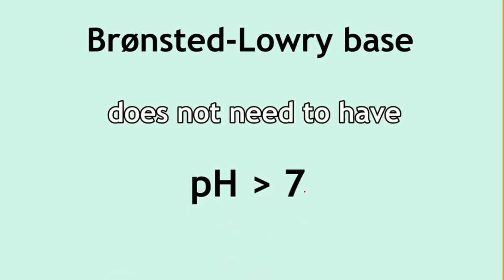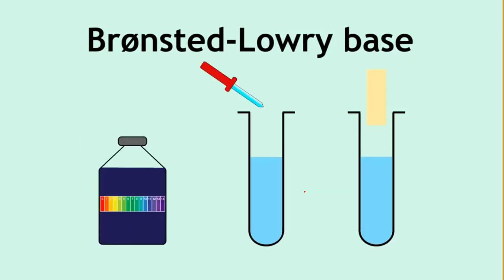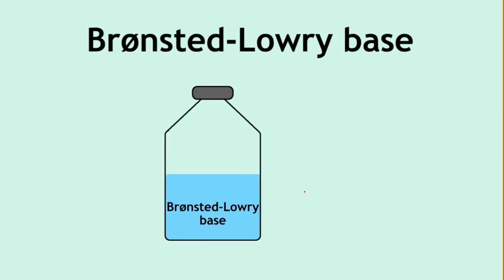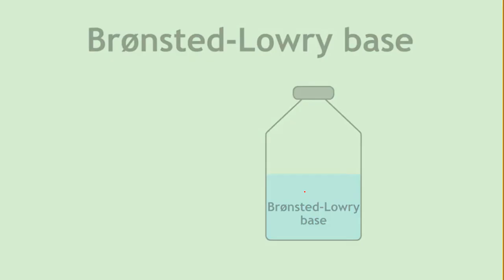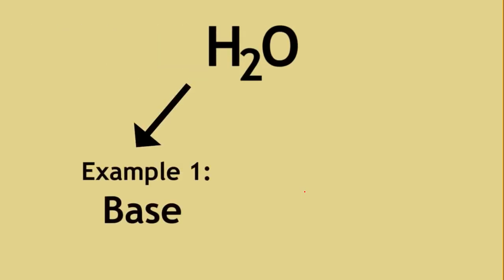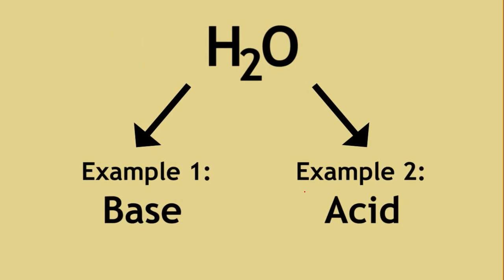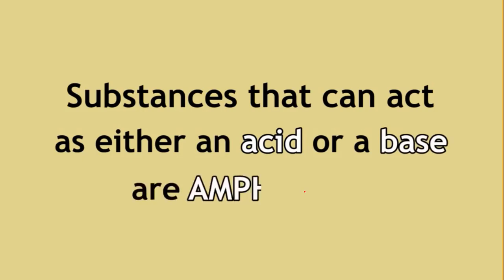So a base, according to the Bronsted-Lowry theory, does not need to have a pH greater than 7, or turn red litmus paper blue, or turn universal indicator solution or paper blue or purple. The only requirement is that it is able to accept protons. Have you noticed that water acted as a base in our first example, but as an acid in the second example? Substances that can act as either an acid or a base are amphoteric.